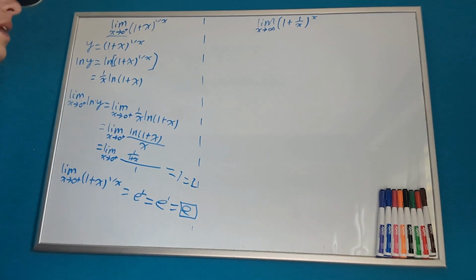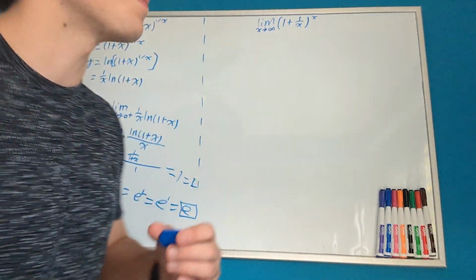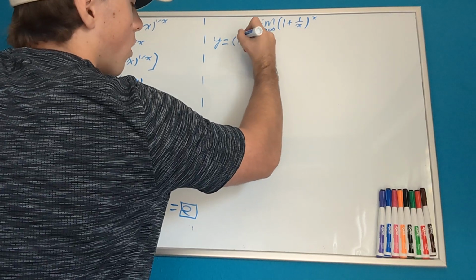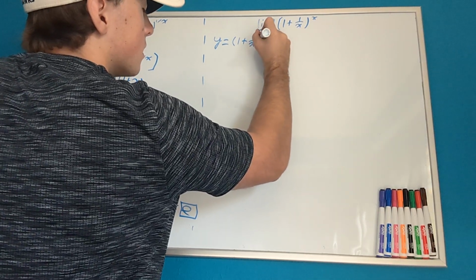Then let's move up to this one. Now we're going to solve this one the same way. So we're going to start by saying y equals (1 plus 1 over x) to the power x.